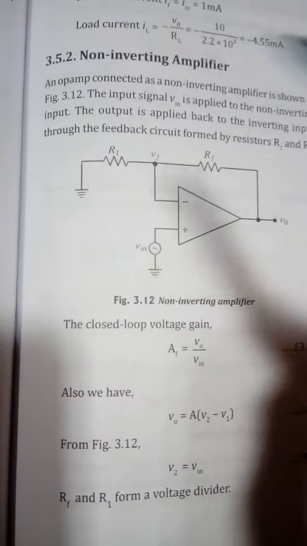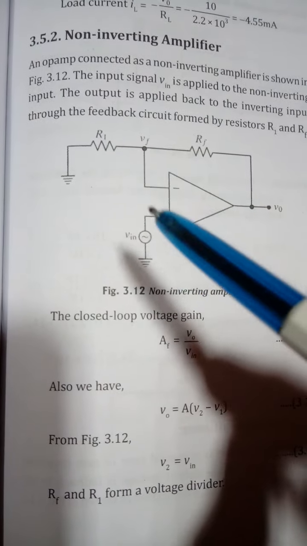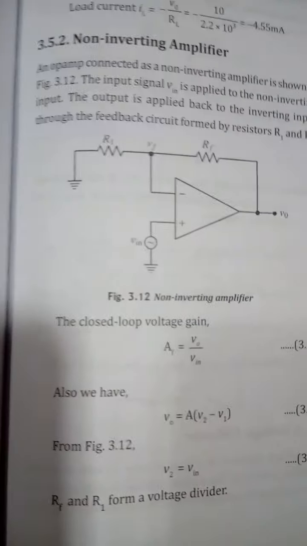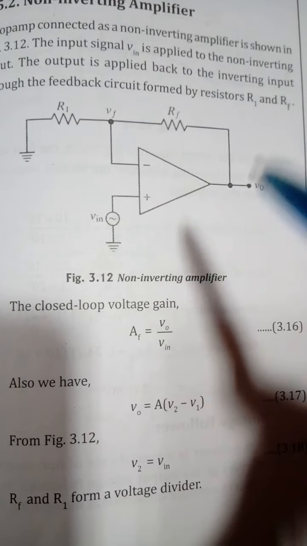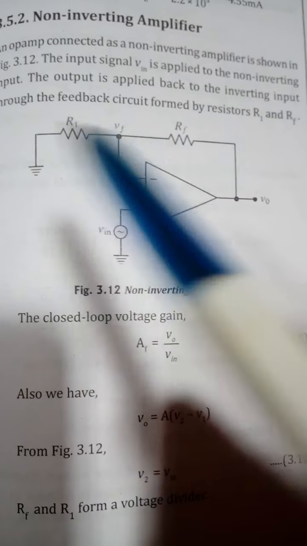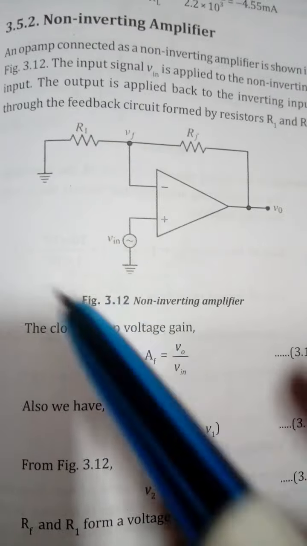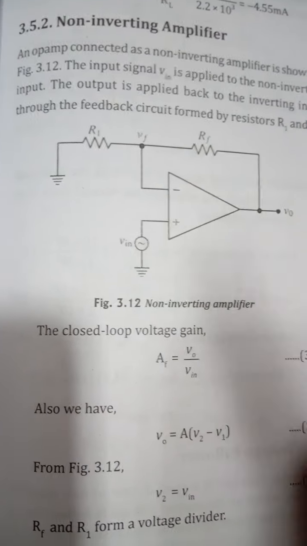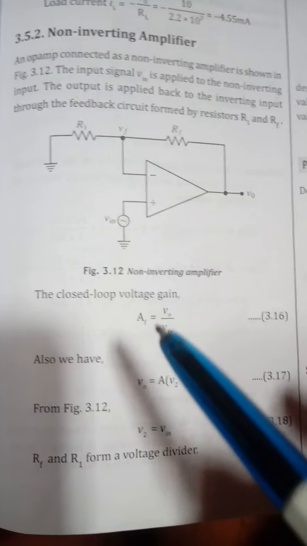See, the circuit remains the same. Instead of giving the input at this point, you are giving it directly at this point, and it is with reference to the ground. Okay, anytime there should be feedback from output to the inverting terminal with the feedback resistance, and this resistance should be connected to the ground. In this case, you are giving the input at the non-inverting terminal. Okay, so let us see the equations and how it works.